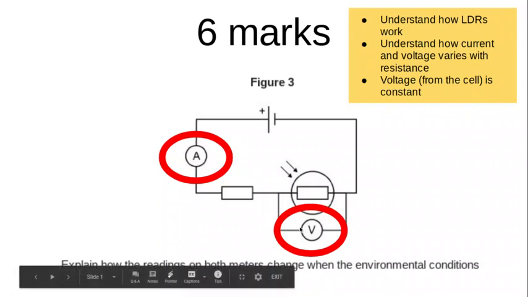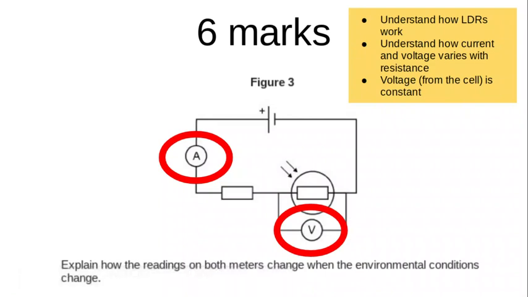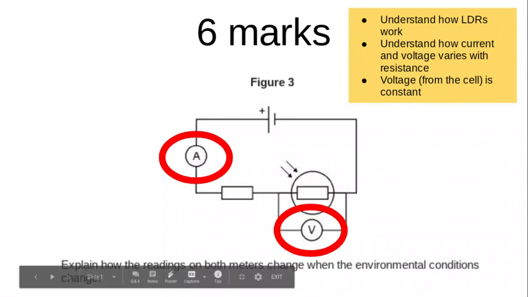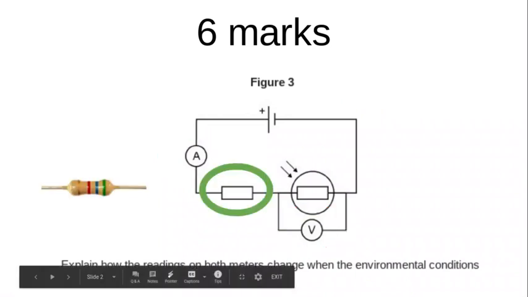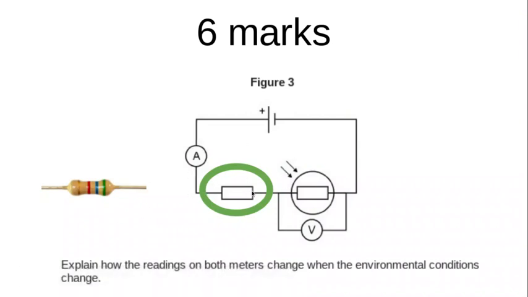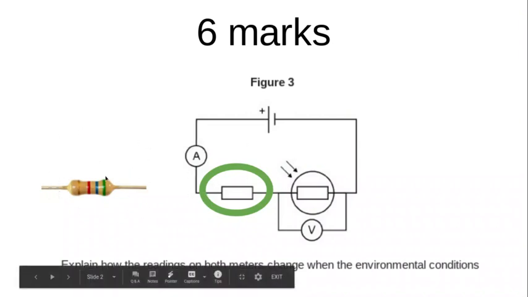And the second meter is the voltmeter down here. As you can guess, it measures the voltage, or another word, potential difference, in the circuit. And there are 2 more components that I want to draw your attention to. The first is here. This is a fixed resistor. This is what it looks like in real life.